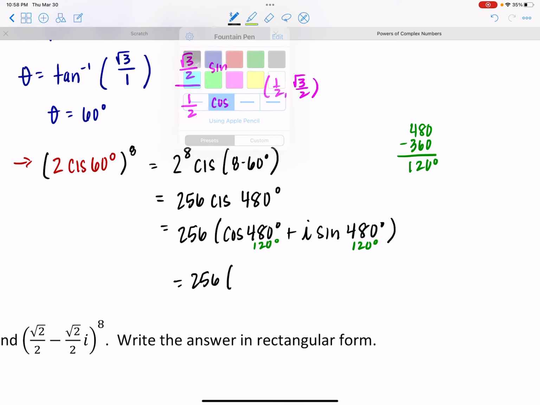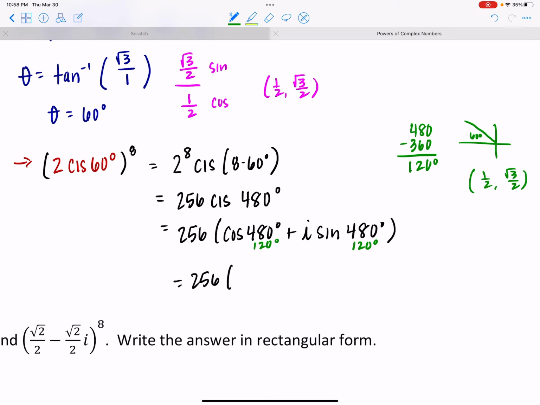And if you have your unit circle, then obviously this is pretty straightforward. 120 degrees, that's in quadrant 2 with a 60 degree reference angle. So 60 degrees intersects the unit circle at 1/2 and radical 3 over 2. In quadrant 2, cosine's negative, x is negative. So the cosine for 120 is a negative 1/2. Plus we have i times the sine of 120, which is radical 3 over 2. And those now just need to be multiplied by 256.